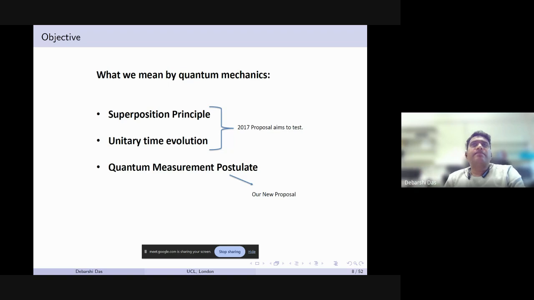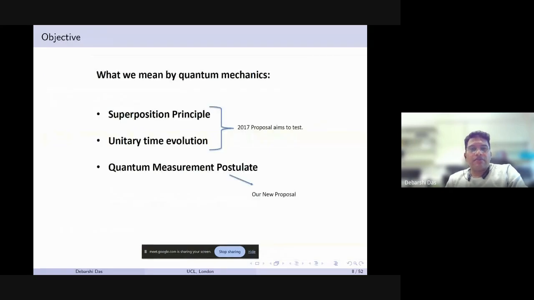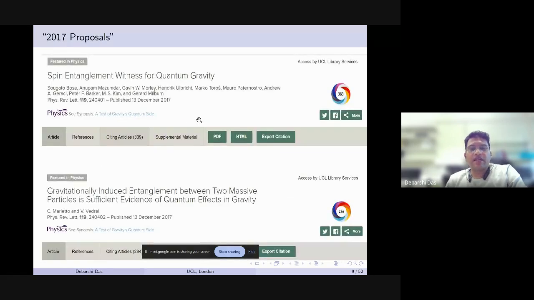So, to test the quantumness of gravity, first we have to know what we mean by quantum mechanics. Quantum mechanics is composed of various postulates: there is the superposition principle, there is unitary time evolution, and there is the quantum measurement postulate. In 2017, a proposal was presented which aims to test these two aspects of quantum mechanics in the context of gravity. On the other hand, we have recently proposed another proposal which aims to test the quantum measurement postulate in the context of gravity. These are the two papers which came in 2017, which aim to test the quantumness of gravity, in particular the validity of the superposition principle in the context of gravity.